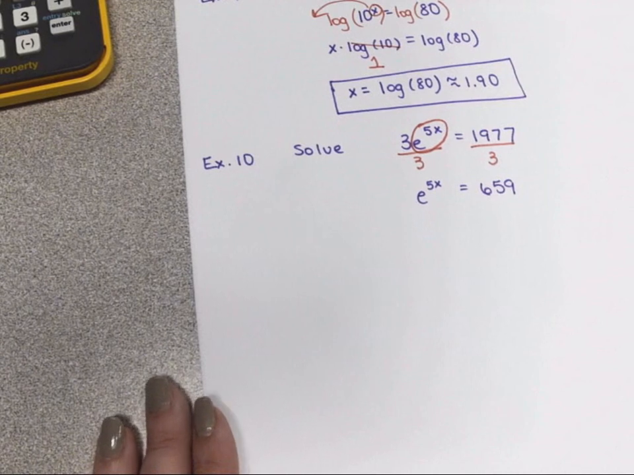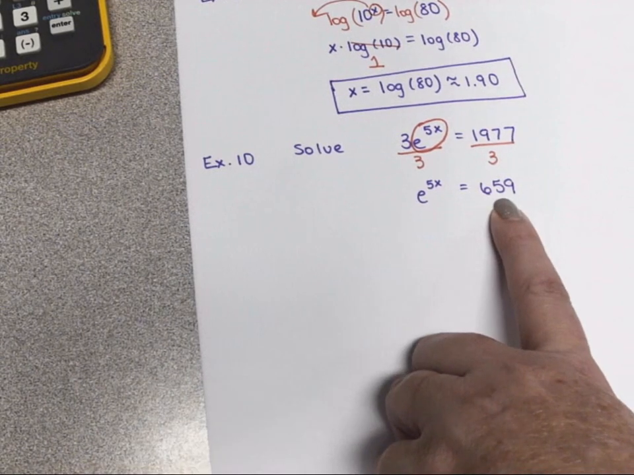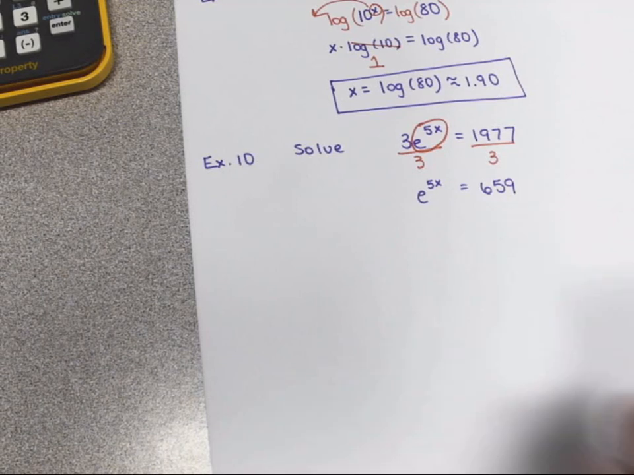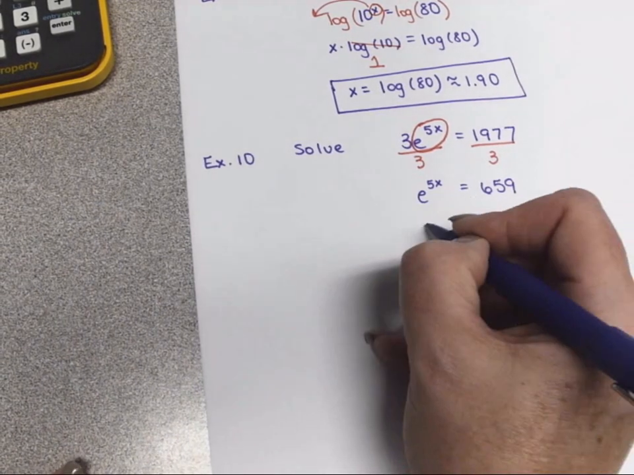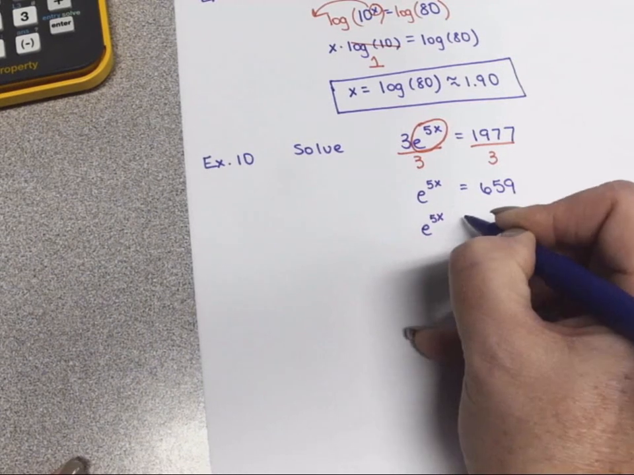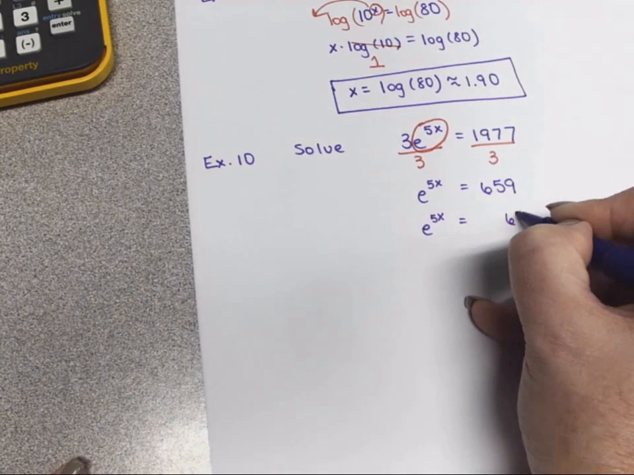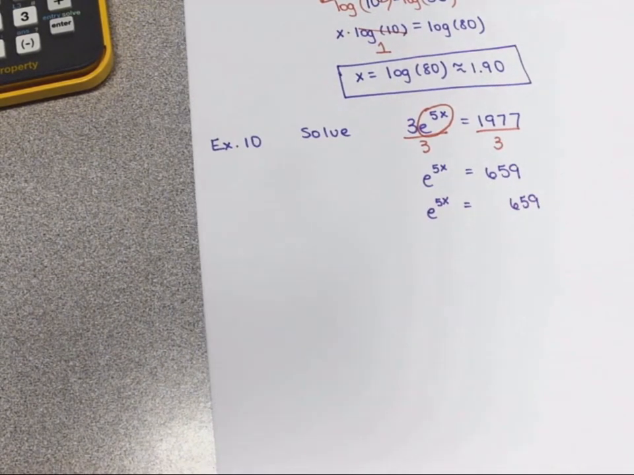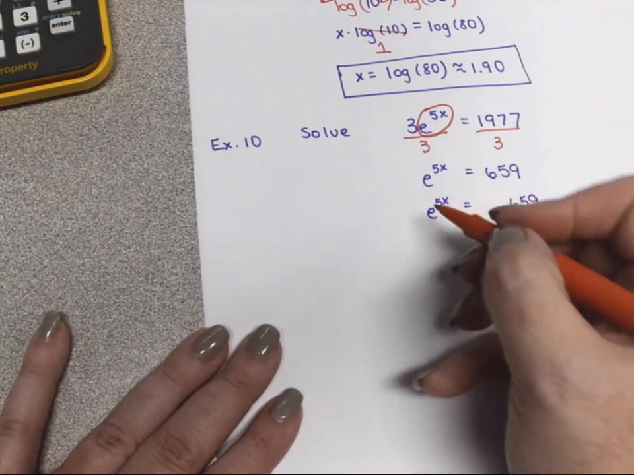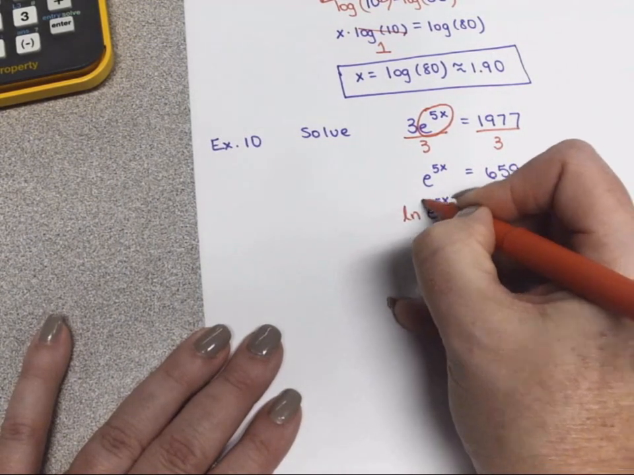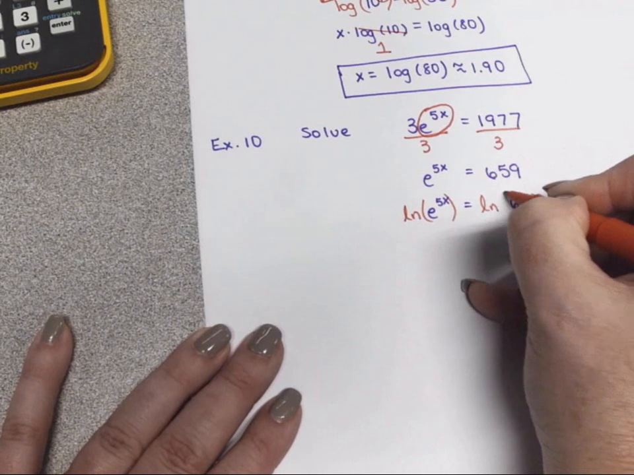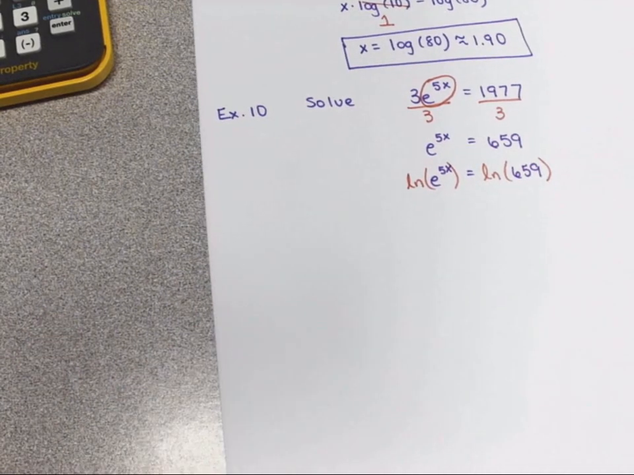Okay, so now what? By the way, no way could I try to write 659 as a power of e, right? E is that ugly number by itself, so I don't even want to try to think about that. But I can take the what of both sides? I can take the log of both sides. Which log would it be best for me to use with e? I just told you the answer. ln. So why would I want to use ln? Because what do ln and e do to each other? They cancel each other out.